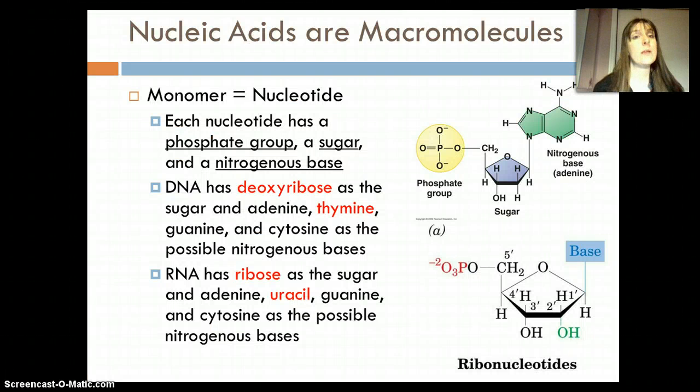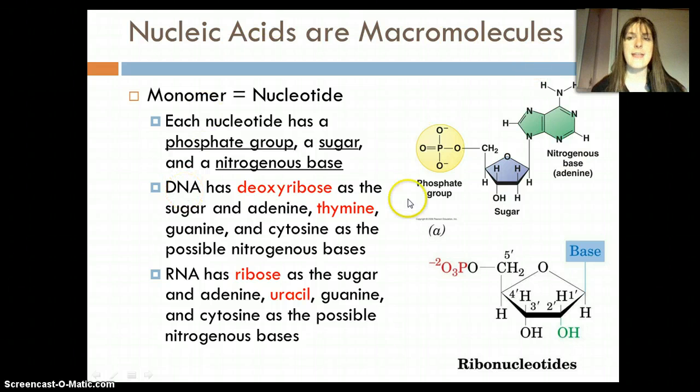So first let's start with a quick review of nucleic acids in general. So nucleic acids are one of our types of macromolecules. Remember, we have our 4 macromolecules. We have our carbohydrates, we have our lipids, we have our proteins, and then we have the nucleic acids. Nucleic acids are made out of the monomer, or their building block, called nucleotides. Every nucleotide is going to have a phosphate group, a sugar, and a nitrogenous base.